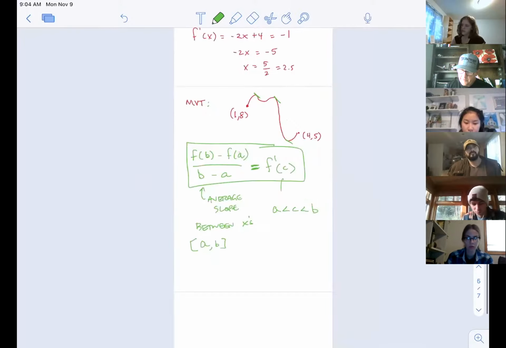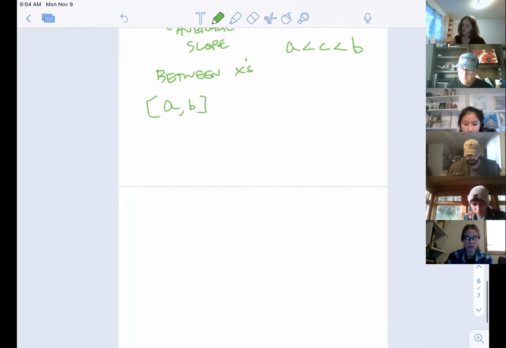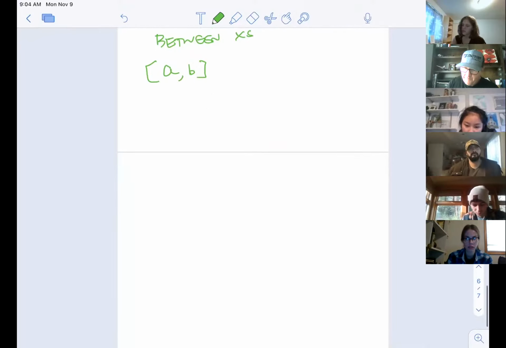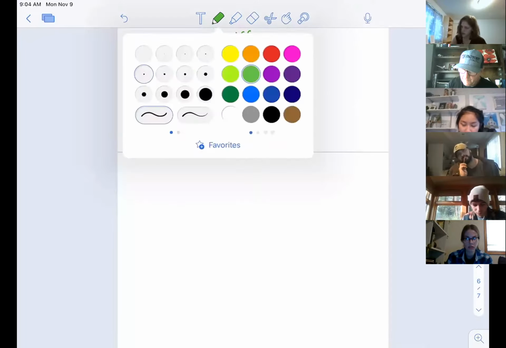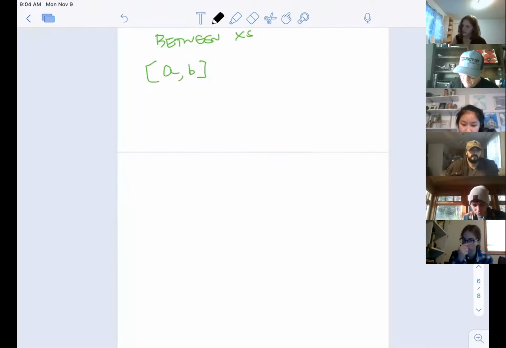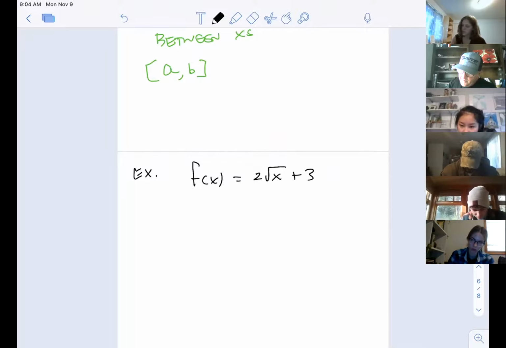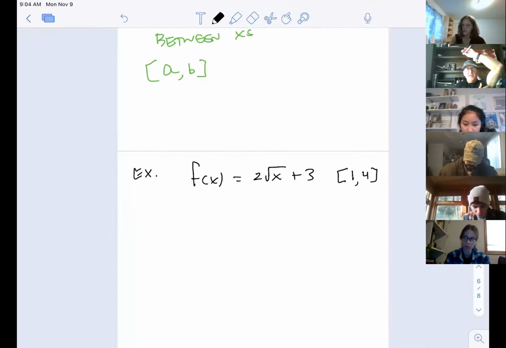Let's try this again with just another equation. Let's try this without even looking at a graph this time. What if it was like, I don't know, f of x equals 2 square root of x plus 3 or something like that, some square root graph. And I say, I am interested in the interval between, let's see, I want to be able to take the square root of it. So let's go 1 to 4. I can take the square root of 1 and the square root of 4. And so I'm interested in that interval.